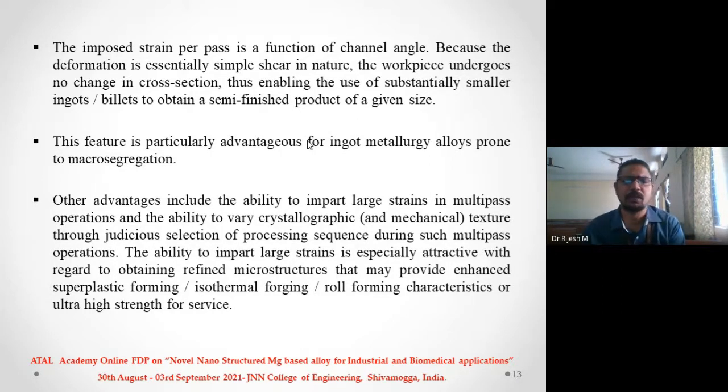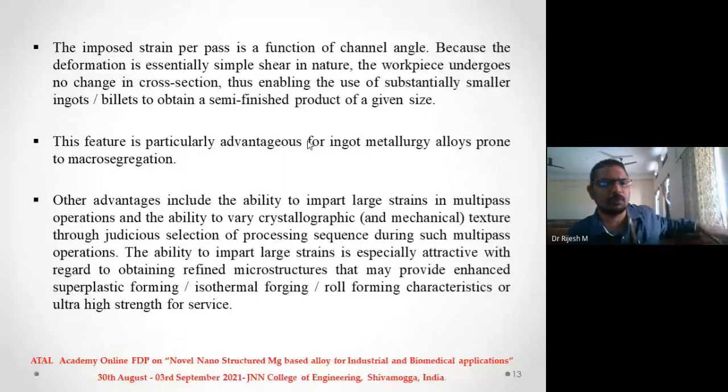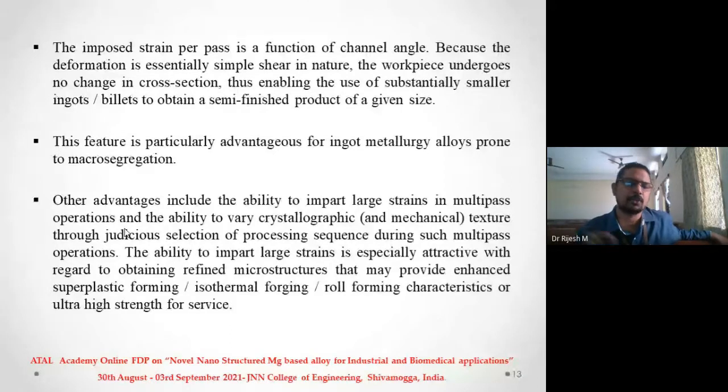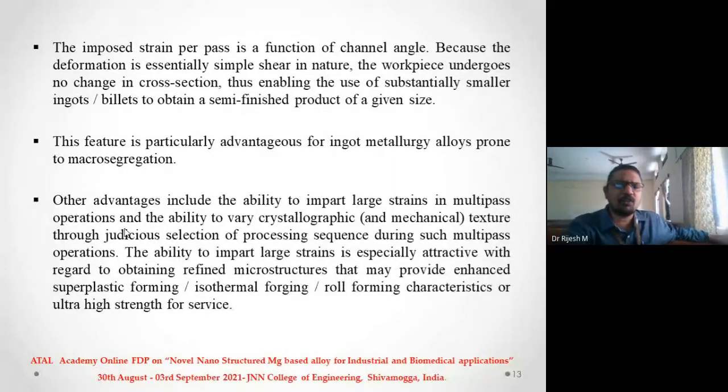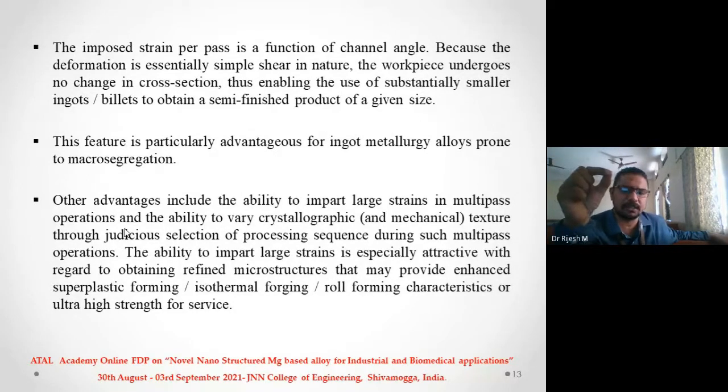Other advantages include the ability to impart large strains in multiple operations and the ability to vary crystallographic textures through judicious selection of the processing sequence. Got it. Now you see, if you vary the way in which you are keeping the billet, got it. See, in the first pass, you are keeping the billet in one particular direction. In the second pass, if you are keeping it in the other direction, you can actually vary the slip planes where you can activate the dislocations.